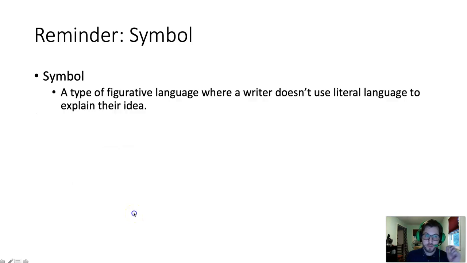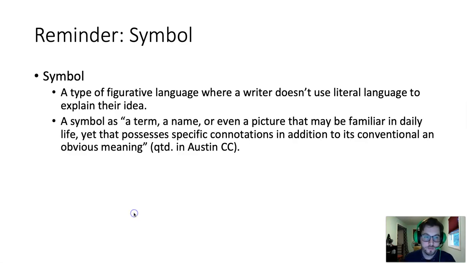Next up, we have a symbol. A symbol is a type of figurative language where a writer doesn't use literal language to explain their ideas. A symbol is a term, a name, or even a picture that may be familiar in daily life, but possesses specific connotations in addition to its conventional and obvious meaning.